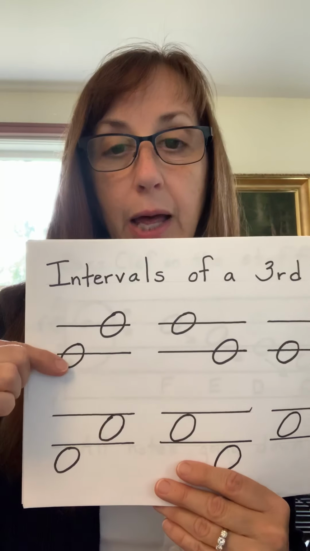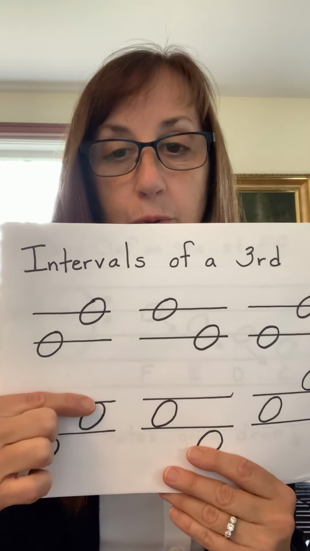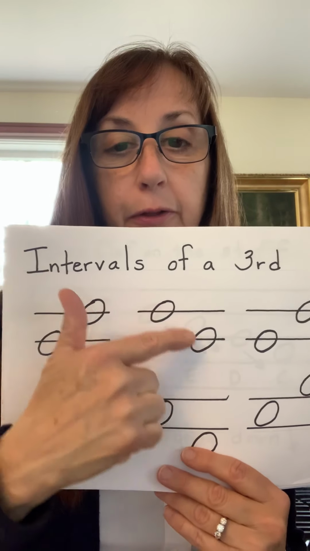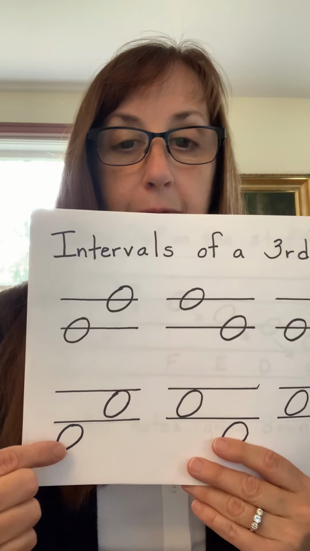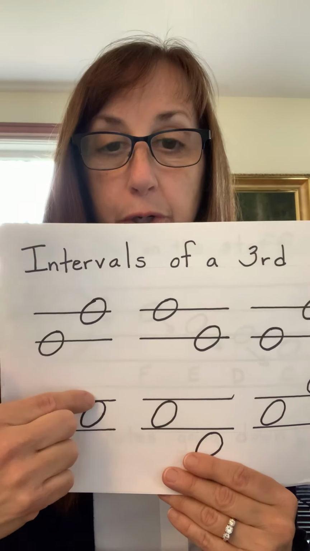If you start on a line, you go to a line. If you start in a space, you go to a space. This is a third going up, and then a third going down, and a third going up, and now I have the space ones. A space to space going up is a third going up.